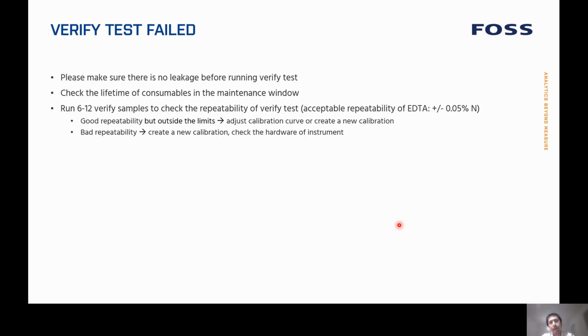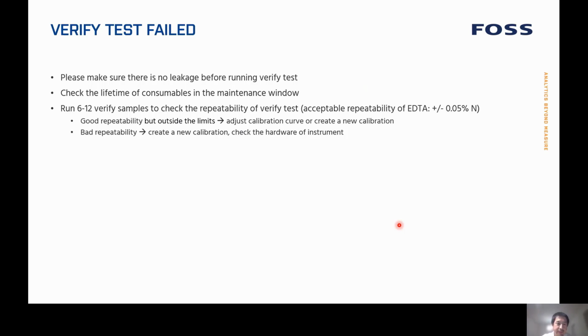If you see failures, say after running 3 verifications before running samples, you have to run 6 to 12 verification samples to check the repeatability. Acceptable repeatability should be about plus or minus 0.05% for the nitrogen. If you have good repeatability but the result is outside limits, then you can adjust the calibration curve, and that's the easier way. You just adjust it to ensure your verification is in range, because you have a repeatable calibration. Or you can create a new calibration, but it takes longer.